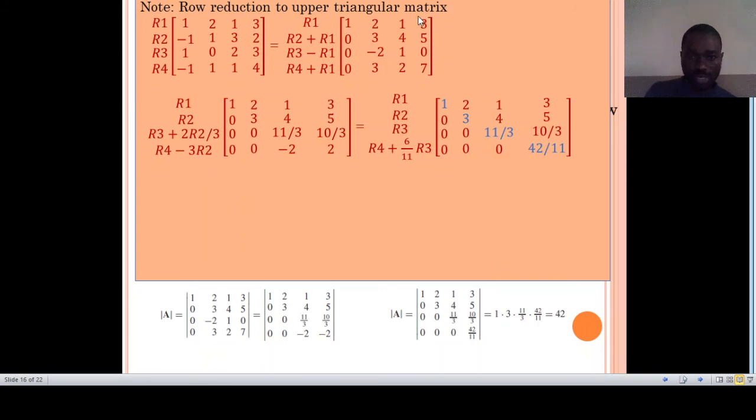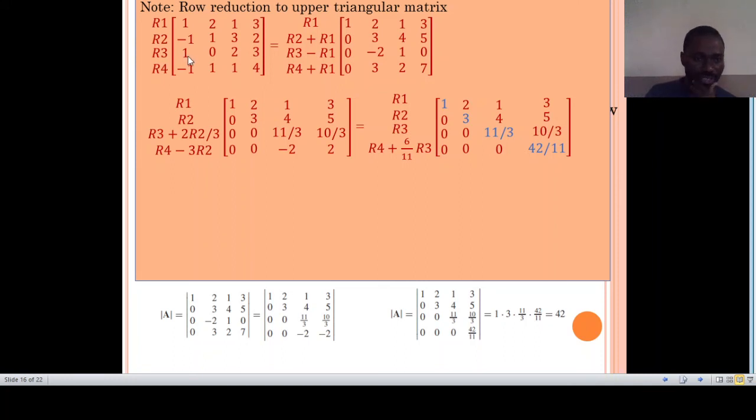The first one is okay, it's cool, you don't have to do anything. I want to make sure that all the value under this column are 0, all the value here are 0. That's what I want to do. Okay. I can say row 2 plus row 1, add it together. Minus 1 plus 1 is 0. 1 plus 2, 3. 3 plus 1, 4. 2 plus 3, 5.